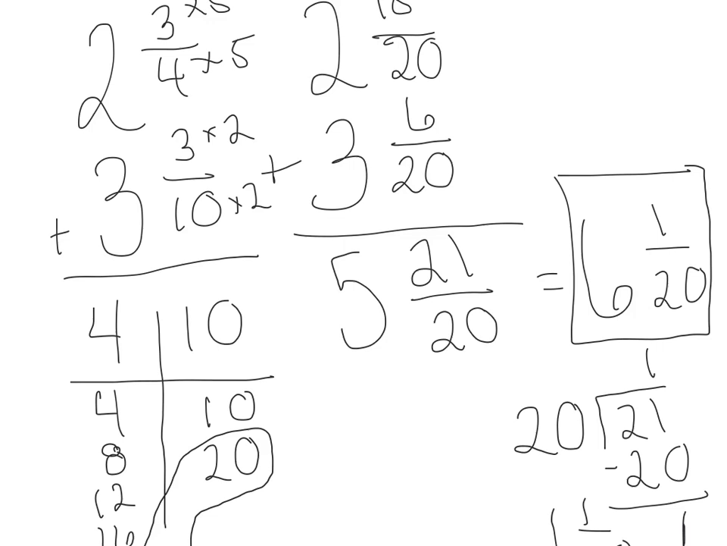And that is how I add two mixed numbers with unlike denominators.